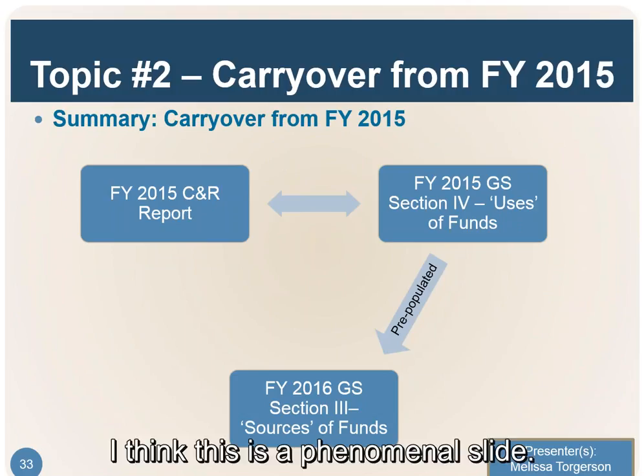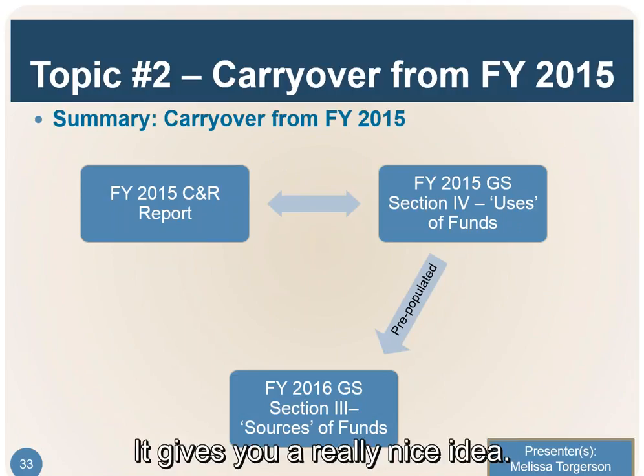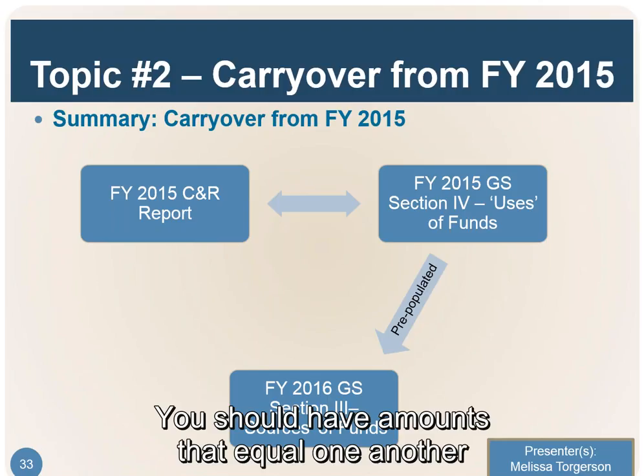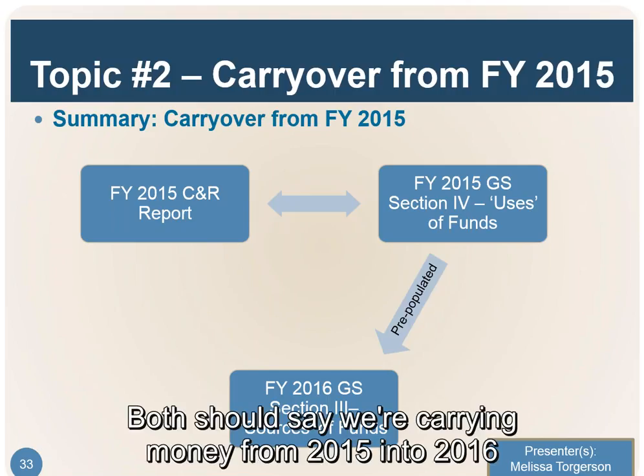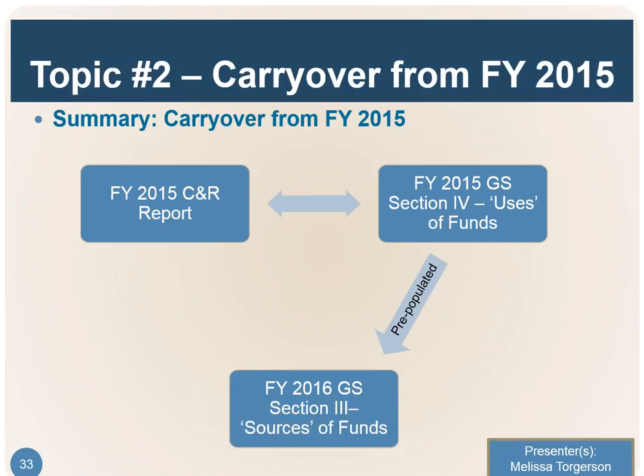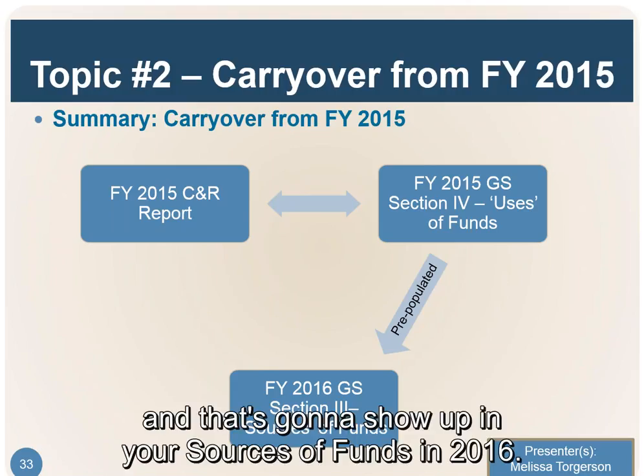I think this is a phenomenal slide. It gives you a really nice idea. You should have amounts that equal one another in the 2015 carryover and reallotment report and the uses of funds. Both should say we're carrying money from 2015 into 2016, and that's going to show up in your sources of funds in 2016.